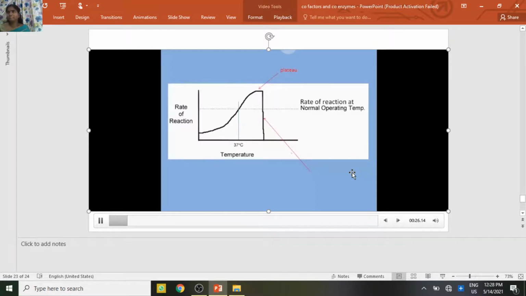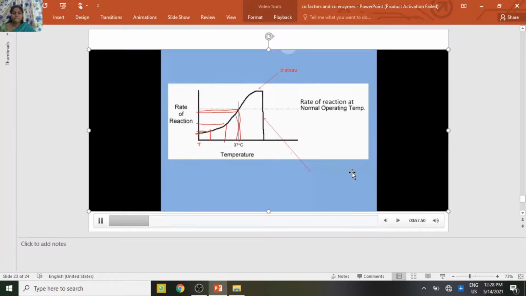So what we can see here is that at a particular temperature, we'll call it T, the reaction is going on, whatever the reaction is that's going on inside the human body, but it's going on at a very, very low rate. As temperature increases, the rate of reaction actually increases, and this continues fairly steadily. And at 37 degrees Celsius, we have a pretty good rate of reaction. And this is the rate of reaction at normal operating temperature.